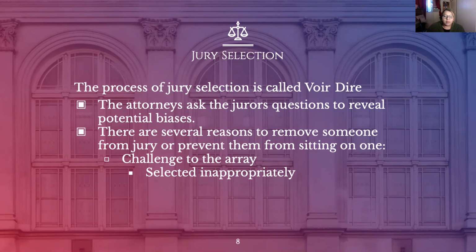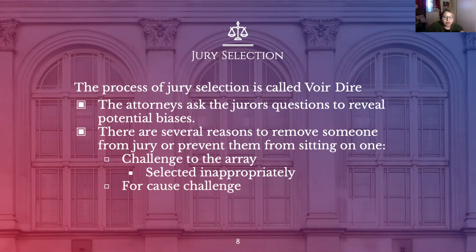So his attorney might have argued for the challenge of the array, saying that the jury had been selected inappropriately. In any other case, many members of the jury might have relations with the client, or might have a negative view of the client, etc. So that's one of the challenges they can use.